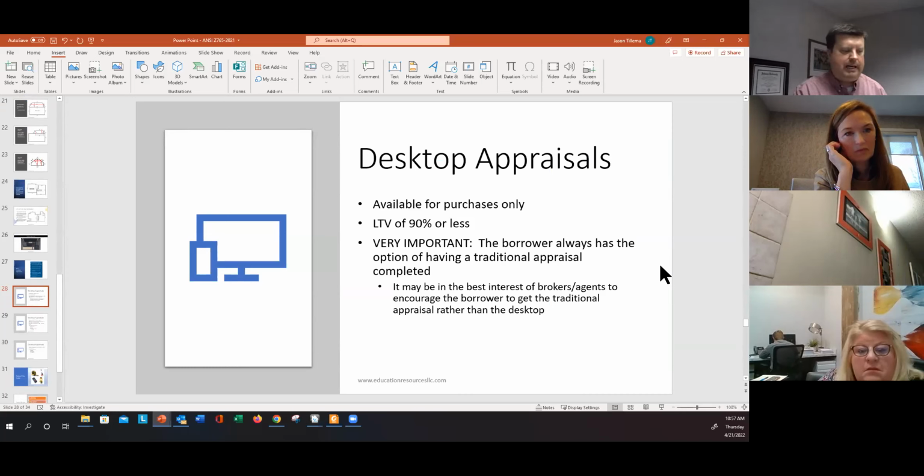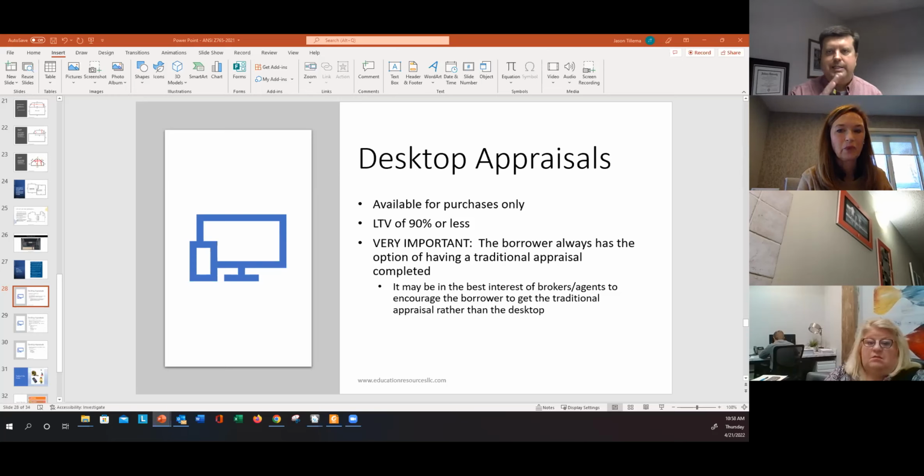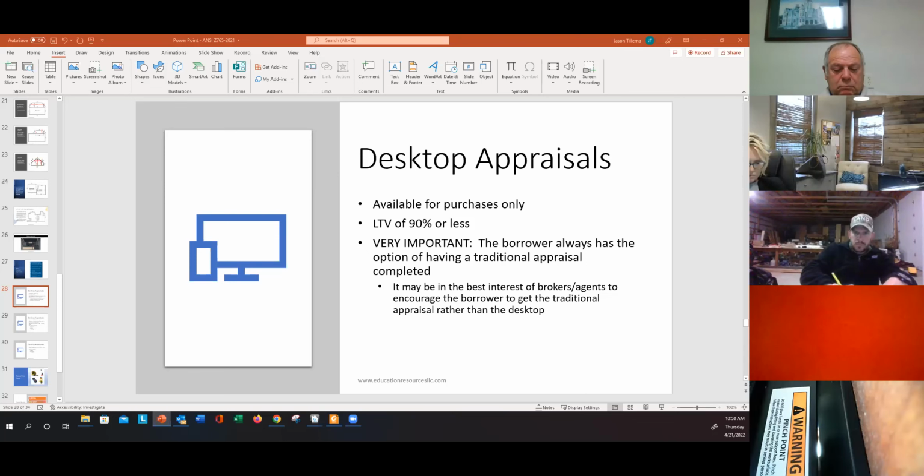There are some other requirements for it, but I'm not in the lending side of this, so I don't know what all of the requirements are. It's also very, very important to note here, your borrower does not have to take this option. If the lender comes back and says, your loan is eligible for a desktop appraisal, and we highly encourage you to do this because we'll get the appraisal back in 2 days rather than 2 weeks.